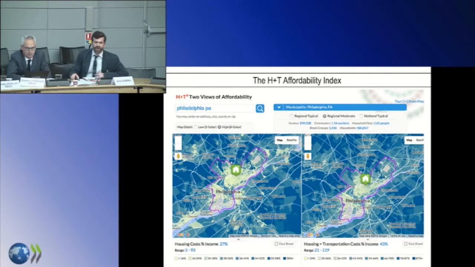So just to give a few examples, this is an example from my current hometown, Philadelphia. On the left, there's a map of the regions that are most affordable to households based just on housing, and on the right accounts for housing plus transportation. And the map actually doesn't change that much. Philadelphia as a region remains relatively affordable to a median income household, whether you're accounting for housing costs or transportation costs or just housing costs. Although you can see in both instances, it gets progressively more expensive to live in the suburbs.